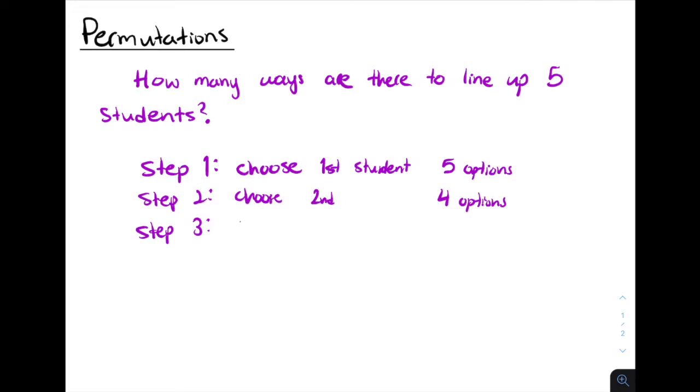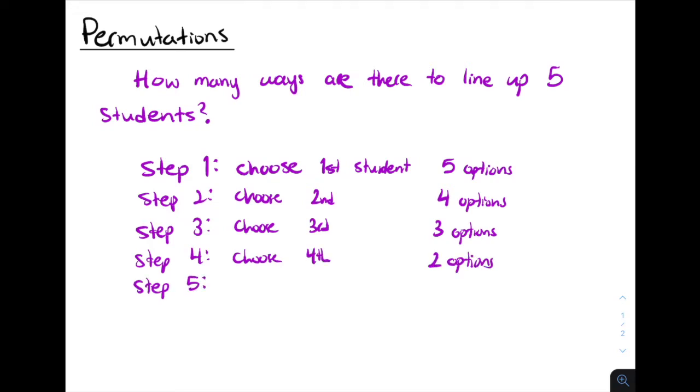For our third, we'd have to choose the person that's in third. At this point, there are only 3 students left to choose from. For the person that's in fourth place, we'd only have 2. And by the time we've lined up 4 of the 5 students, there's only 1 student that remains. Because these are steps, we would multiply them all together to get 5 times 4 times 3 times 2 times 1, which in this case is 240.